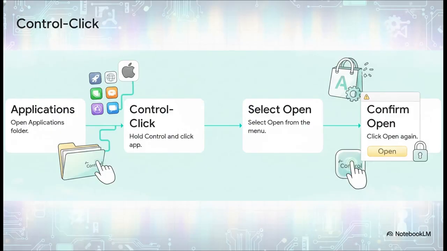The absolute fastest way is what I like to call the Control-Click trick. Instead of just double-clicking and getting blocked, open your Applications folder, hold down the Control key, and click the app. Hit Open from the menu. It's like a secret handshake. You'll still get a warning, but this time an actual Open button magically appears. It tells your Mac, hey, I know exactly what I'm doing, let me in.